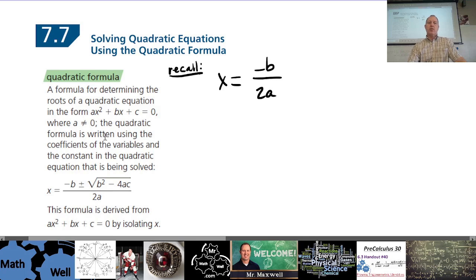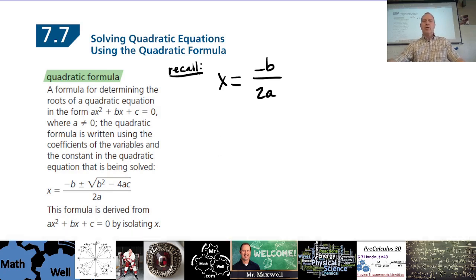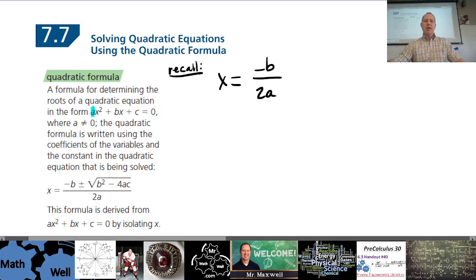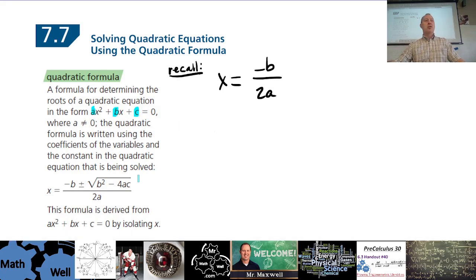The quadratic formula is written using the coefficients of the variables and the constant of the quadratic equation. So in the standard form, you'll recall that the coefficient on the x squared is a, the coefficient on the x term is b, and the constant is c. We're going to need those values to use in the quadratic formula. So if you have an equation that's in the vertex graphing form and you don't see a, b, and c, you won't be able to use it just using the numbers that you see there. So you might have to do a little rearranging.